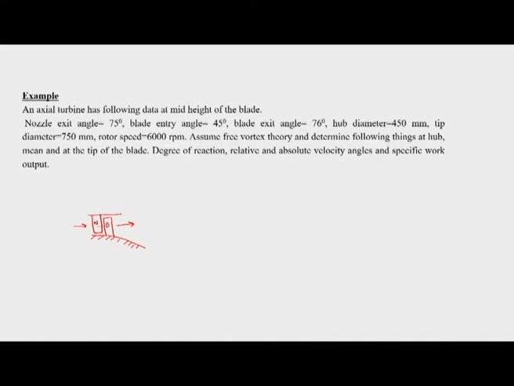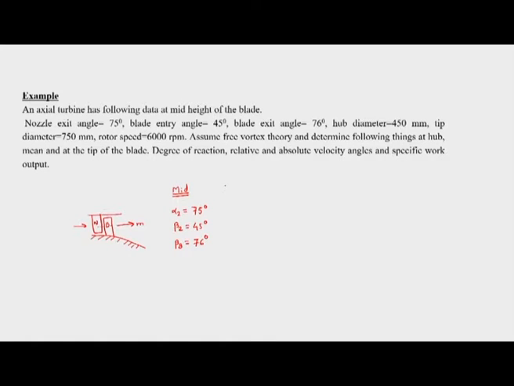So what we are given is at the mid height, and we are told that the nozzle exit angle, which is alpha 2, is 75 degrees. We are again told that the blade entry angle is beta 2, which is 45 degrees, and then we are given that the blade exit angle, which is beta 3, is 76 degrees. So these things are given at the mid height.